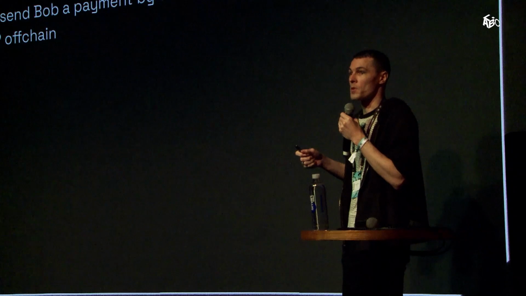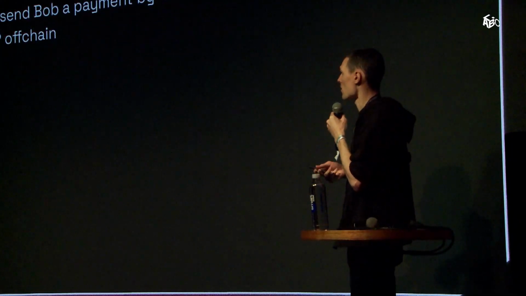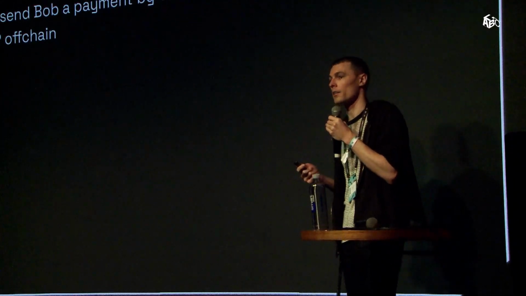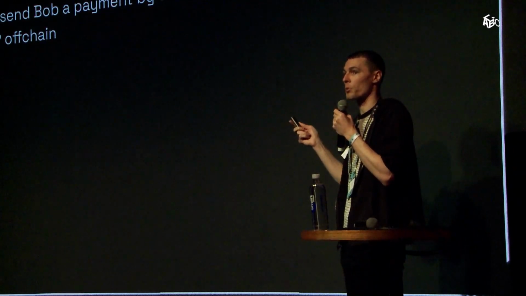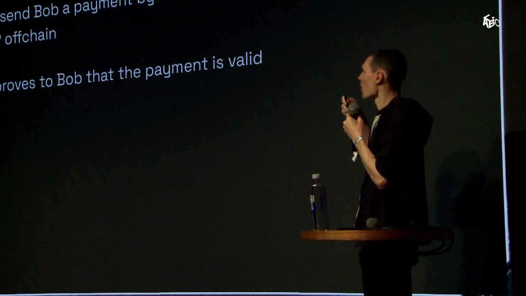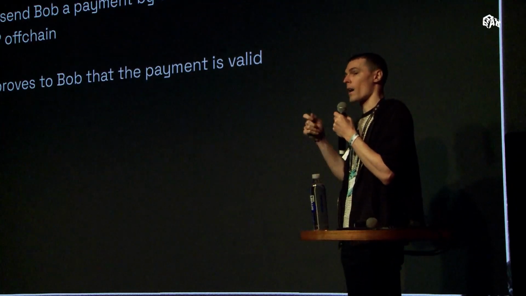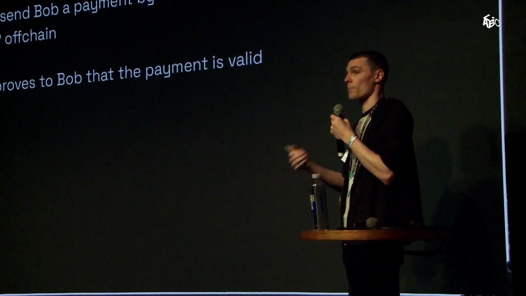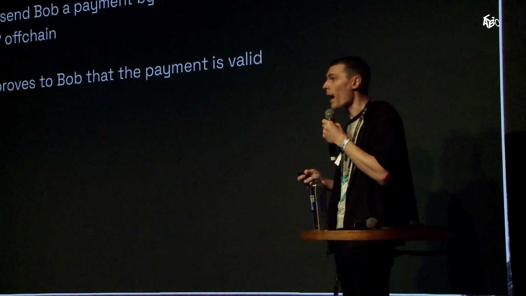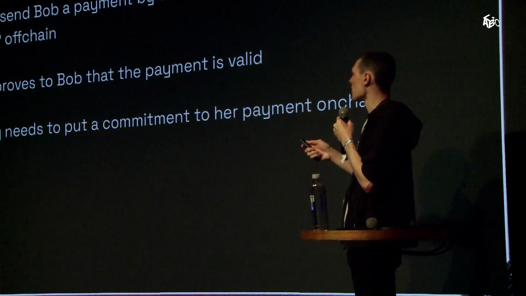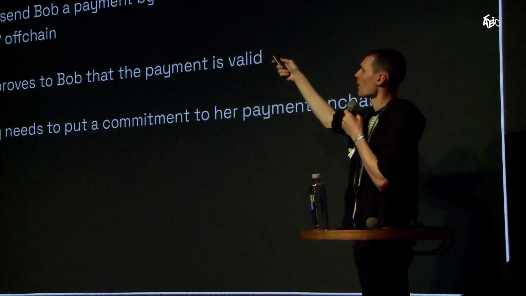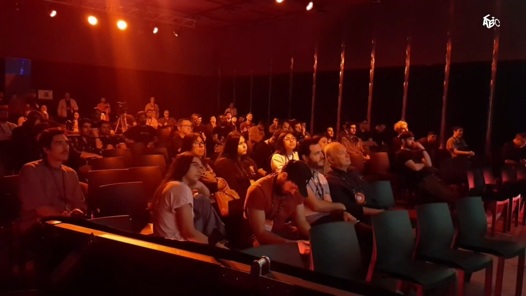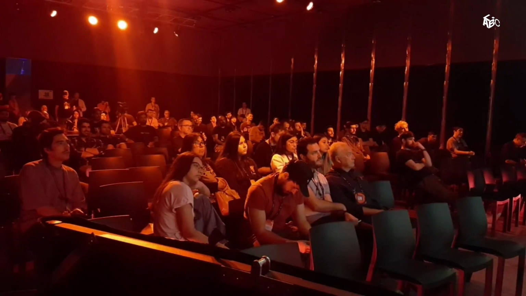Something else that the ZeroSync team invented is this protocol called ZK coins. The basic idea is that Alice can send Bob a payment by sending Bob the transaction data and a zero-knowledge proof that the transaction is actually valid off-chain. Then Bob will verify that the ZKP is valid, which convinces Bob to accept the money and then hand over whatever it is that he's selling to Alice. And then Alice only needs to put a commitment to her payment on-chain. She doesn't have to put the transaction data and the zero-knowledge proof on-chain. She only puts a commitment, which is a small string of data, just a few bytes.